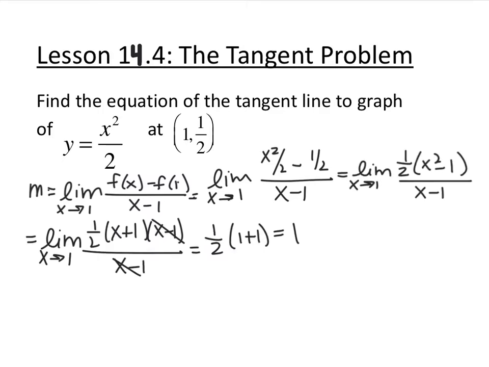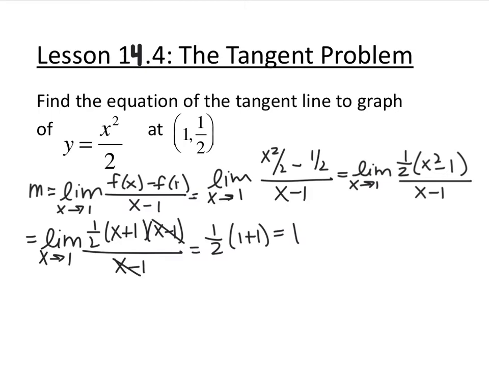So the numerator factors, you can factor out a 1/2, and then in the numerator you get an x squared minus 1, which is a difference of squares. So then that x minus 1 factor cancels, and then you can plug in 1. So you end up with 1/2 times 2. So the slope of the tangent line at x equals 1 is 1.